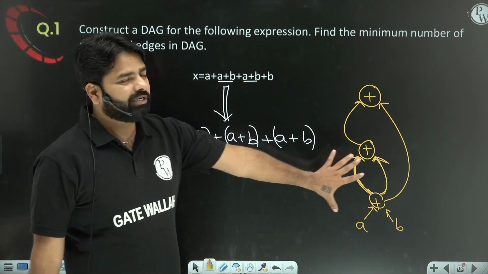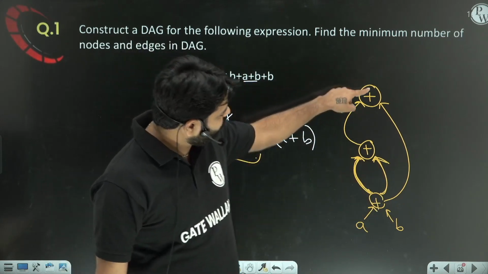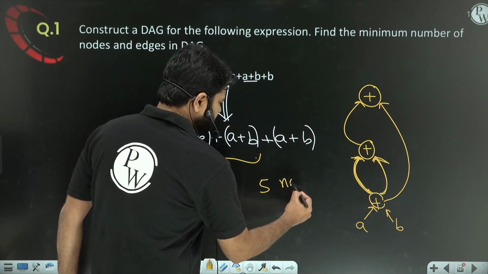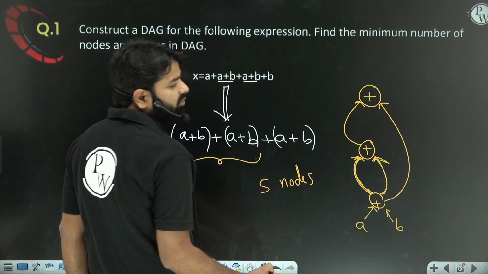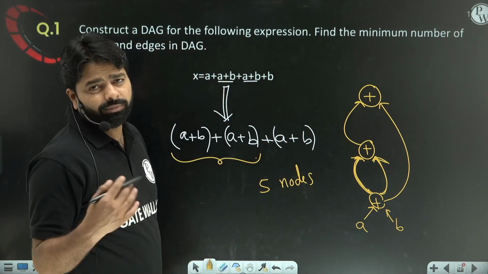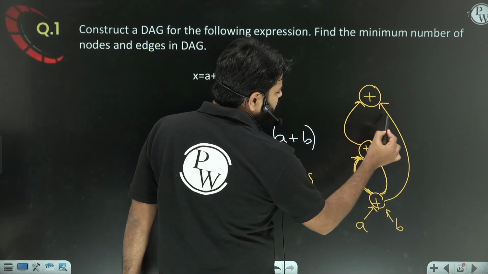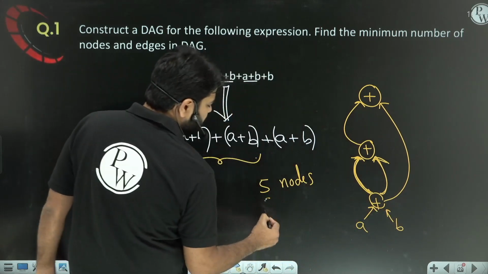Now this is the best one, where you have how many nodes? 1, 2, 3, 4, 5 nodes. If you can show me with fewer nodes and fewer edges, yours is better than mine, but this is the best DAG. And how many edges? 1, 2, 3, 4, 5, 6 edges.